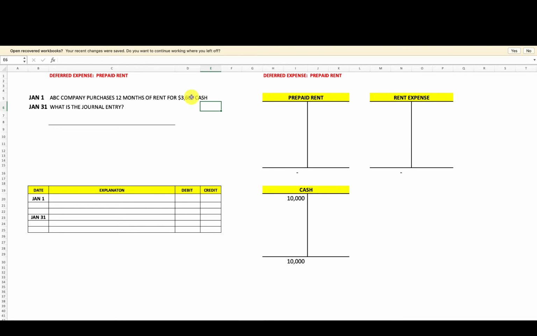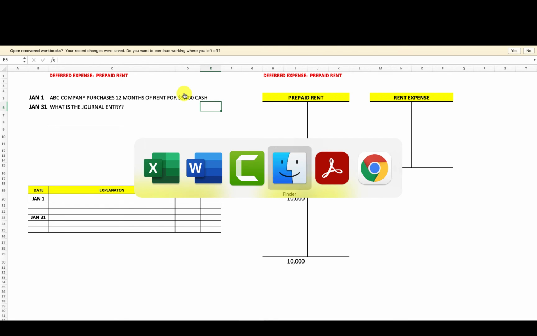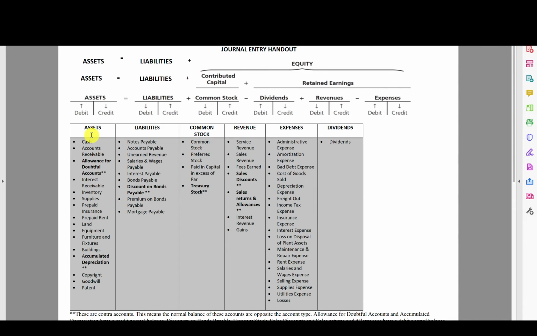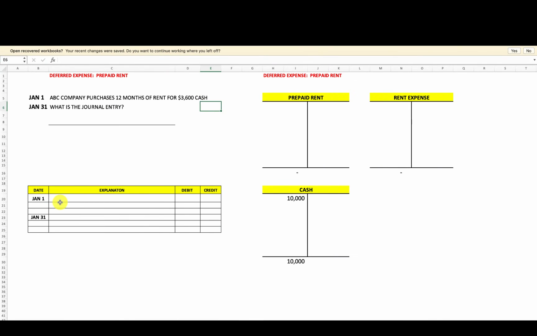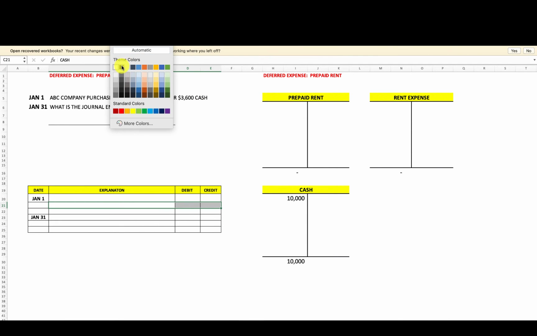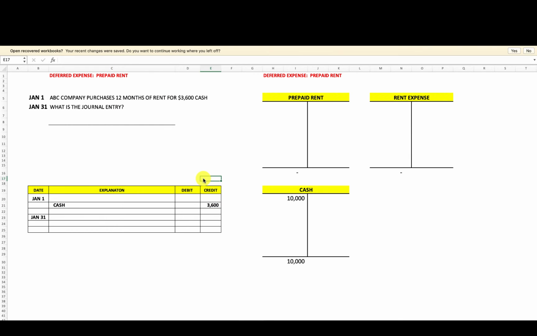All right, so we can do this entry really simply by looking at the journal entry handout. So we've got an exchange of rent, rental time for cash. Cash is going down, so cash is an asset, so that's a credit to cash. So I'm going to credit cash for that amount, which is going to be $3,600. That's the cash amount that I credit.